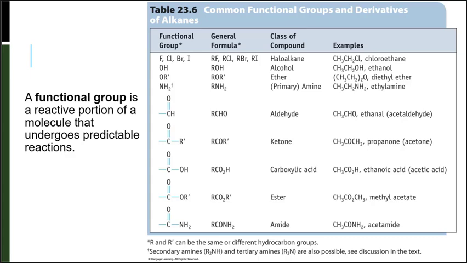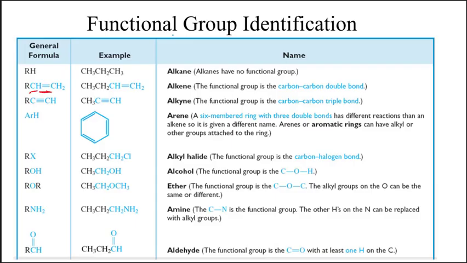On this page, this is from your book, here's a bunch of common functional groups and derivatives of alkanes. A functional group is a reactive portion of a molecule that undergoes predictable reaction. When you're looking at this and you see an R group, that's just a carbon branch that's off of there. It could be a methane, an ethane, a propane, or an ethene, a propene. You get the idea. It's some sort of a carbon branch that's coming off of there. Obviously, we know that a carbon double bonded to a carbon is an alkene. A carbon triple bonded to a carbon is an alkyne.